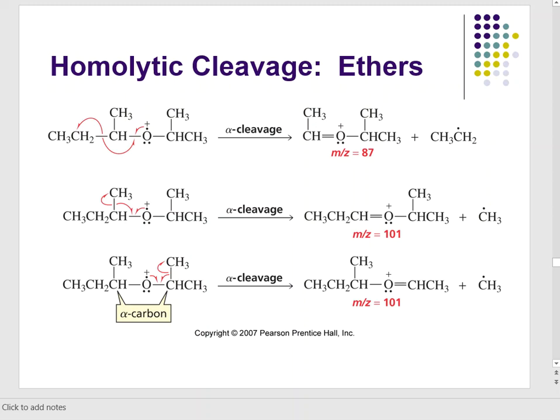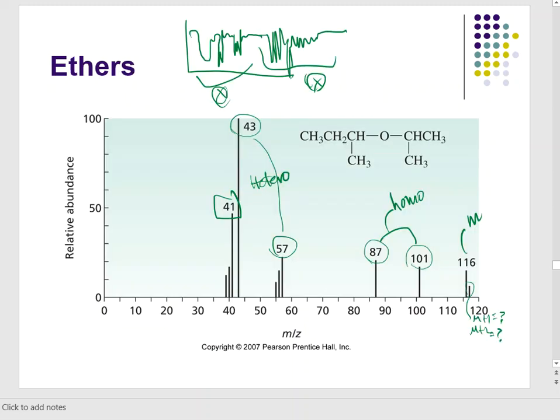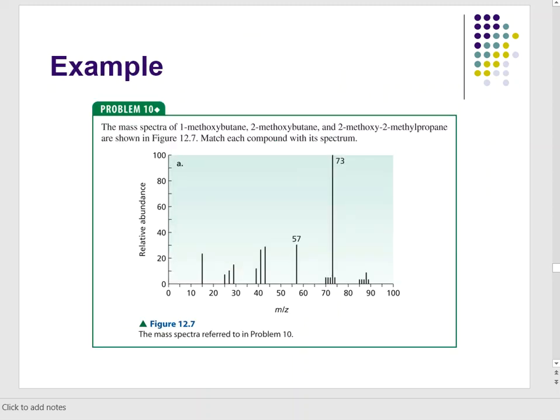All right, so in the next video, we'll take a look at some other example problems. Here's one of them, and it says the mass spectra of 1-methoxybutane, 2-methoxybutane, and 2-methoxy-2-methylpropane are shown in figure 12.7. Match each compound with its spectrum. So this is where we're going to stop this video. In the next one, we'll pick up with this example problem. We'll draw these structures out, and we'll try to match these mass spectra to the proper compounds.